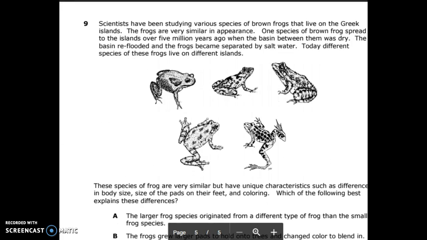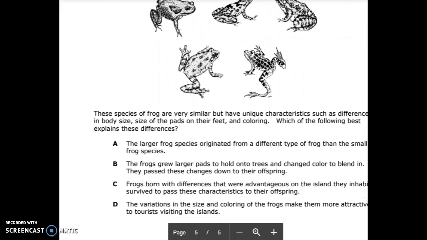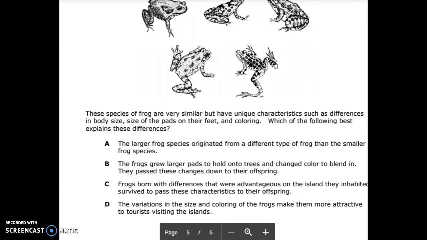Scientists have been studying various species of brown frog that live on the Greek islands. The frogs are very similar in appearance. One species of brown frog spread to the islands over 5 million years ago when the basin was dry. The basin reflooded and the frogs became separated by seawater. Today, different species of these frogs live on different islands. The species are very similar but have unique characteristics such as differences in body size, size of the pads on their feet, and coloring. Which of the following best explains the differences?